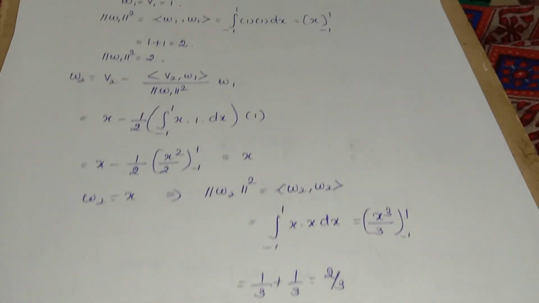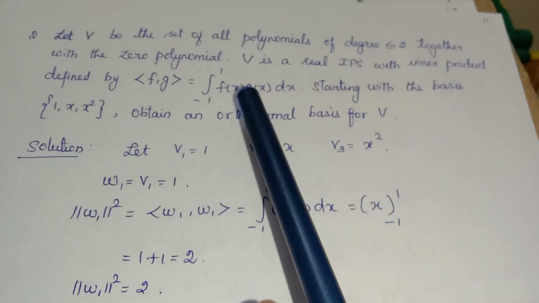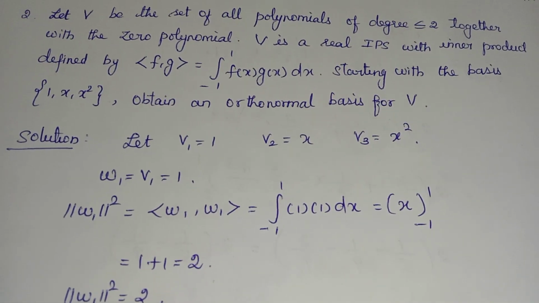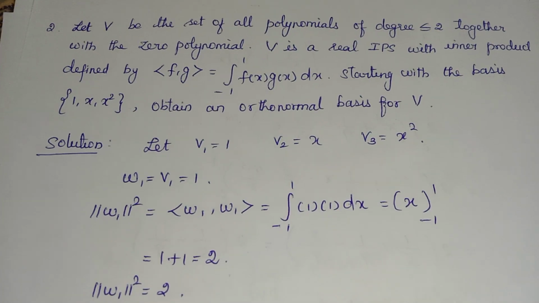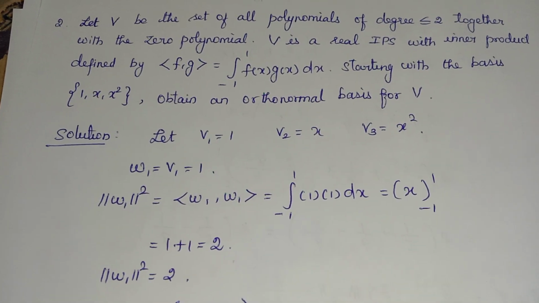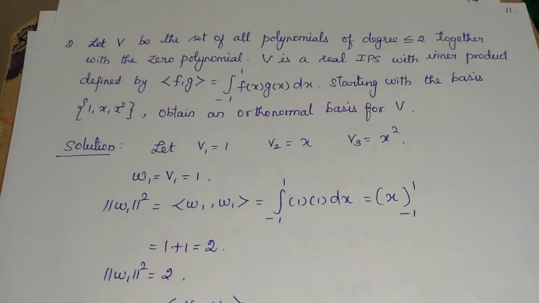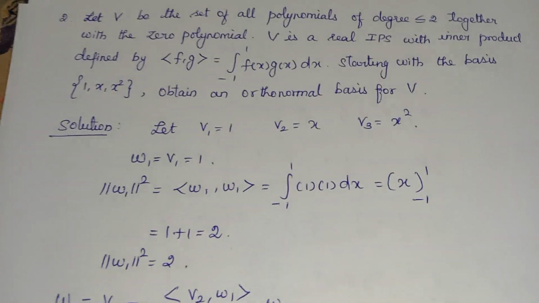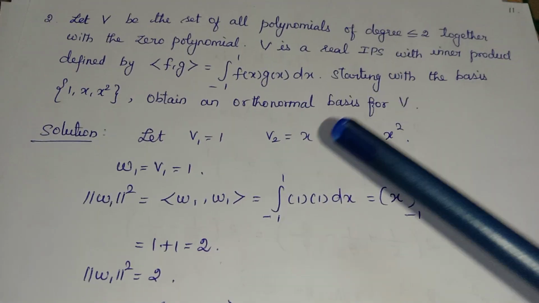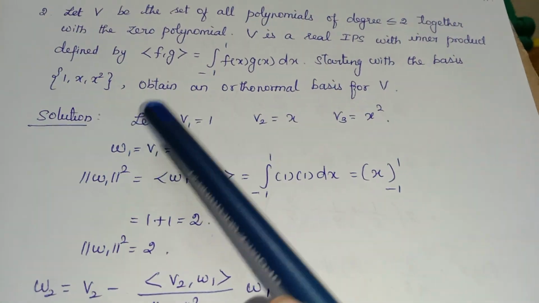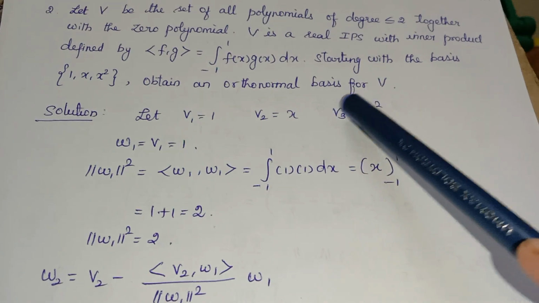Okay, right. One more problem. Let V be the set of all polynomials of degree less than or equal to 2 together with the 0 polynomial. Then V is a real inner product space with inner product defined by the inner product of f with g equal to the integral from minus 1 to plus 1 of f of x into g of x into dx. Starting with the basis 1, x, x square, obtain an orthonormal basis for V.